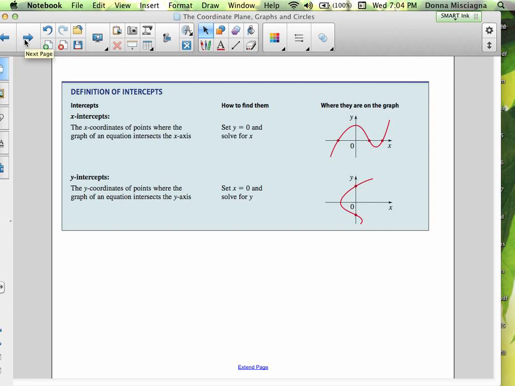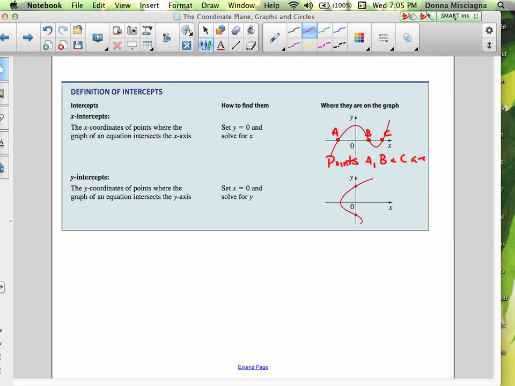All right, so x-intercepts: the x-coordinates of points where the graph of an equation intersects the x-axis. How to find them? You set y equal to 0 and solve for x. Where are they on the graph? They are where the graph crosses the x-axis. So these would be the x-intercepts. All right, so A, B, C. Points A, B, and C are x-intercepts.